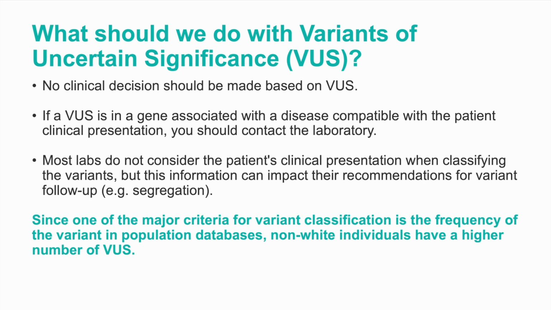But if a VUS is in a gene that is associated with a disease compatible with the patient's clinical presentation or their family history, so maybe the gene could explain their father or their mother or their aunt, but not them exactly, but kind of, you should contact the laboratory and share this information, because most laboratories do not consider the patient's clinical information. So often you do not share it, which you should, but often they don't collect it, so it's complicated. They definitely don't utilize family history when classifying the variants, but this information can impact their classification or at least the recommendation for variant follow-up.